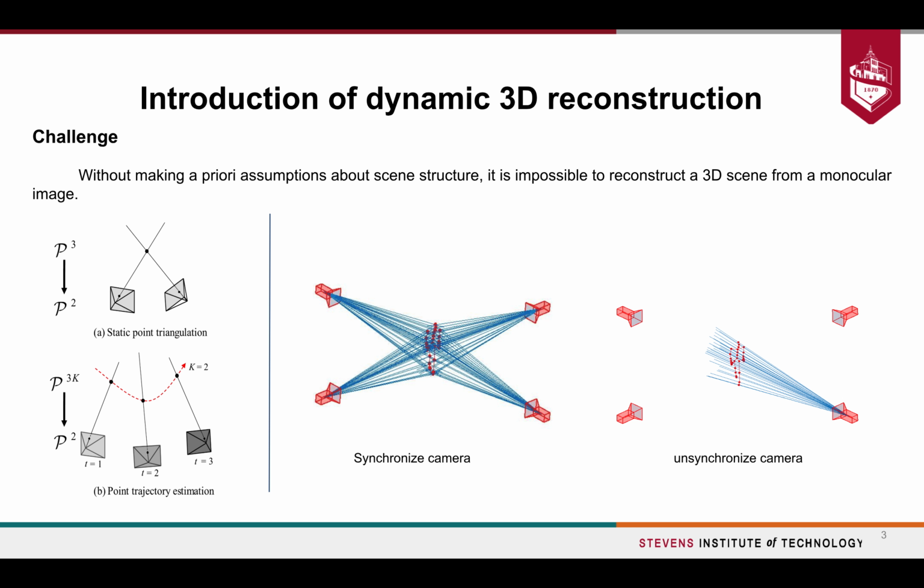Some methods use synchronized cameras, so at each time the structure can be observed by multiple cameras, and you can use triangulation to solve this problem. But in most cases, the cameras are not synchronized, so it will be a really hard problem to solve, since at each time the structure can only be observed by one camera. That's the problem we're going to solve.